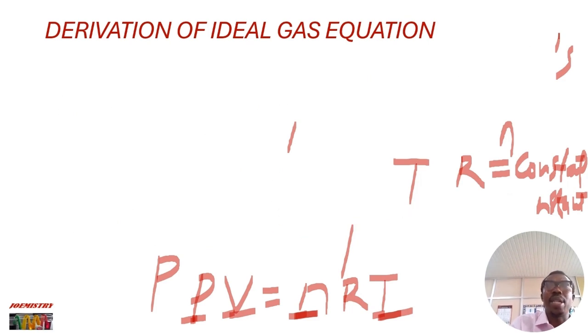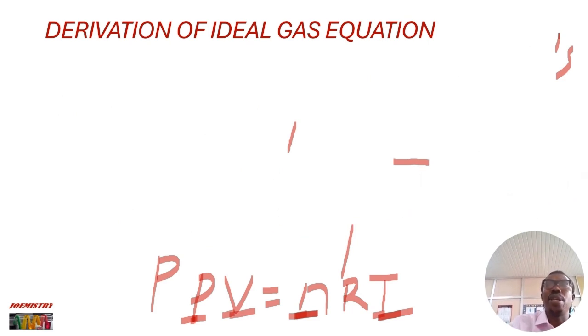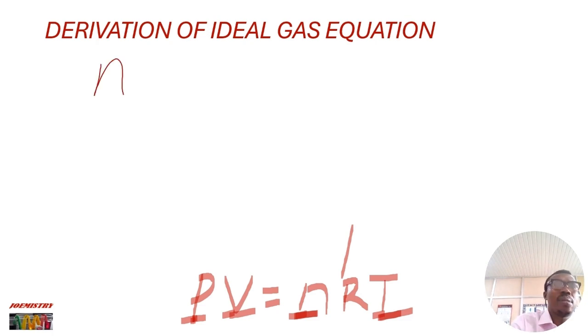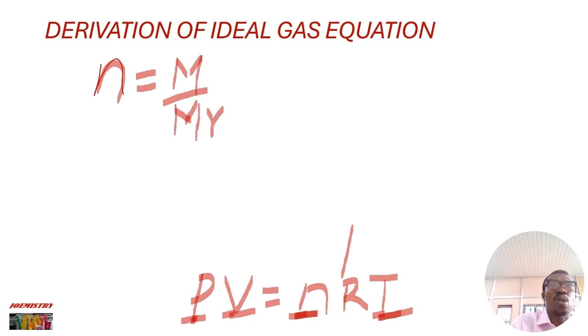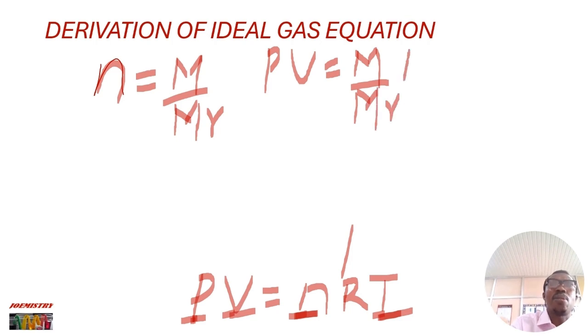Now, having established the ideal gas equation, which is PV is equal to nRT. We remember that the number of moles of gas, which is n, is equal to mass over molar mass. So if I were to substitute into the ideal gas equation, that means PV is equal to mass over molar mass of the gas multiplied by the gas constant and temperature. So from this, we can calculate the mass of the gas.